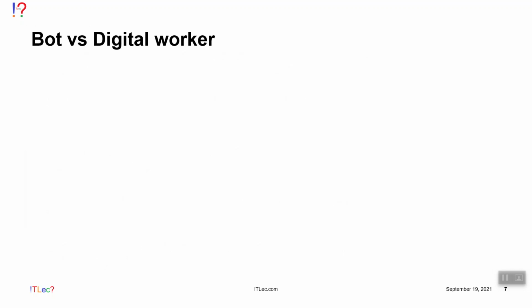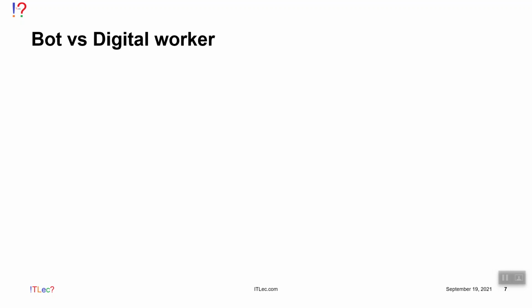So we have something called a bot and a digital worker. A bot is something we usually see in websites, in chat, for example, someone who replied to us. But what is a digital worker? Maybe it is a new expression for you, but RPA is the main keyword for both bot and digital worker.